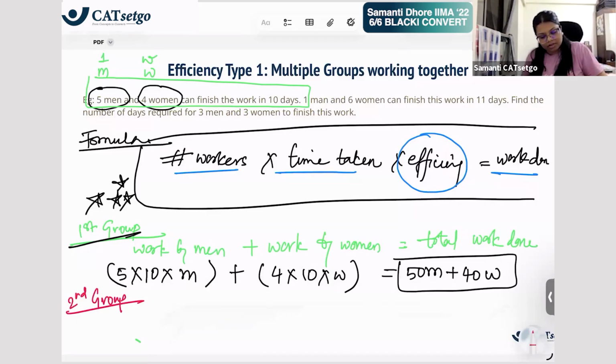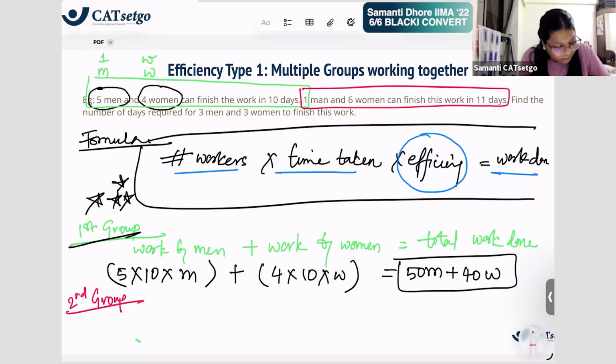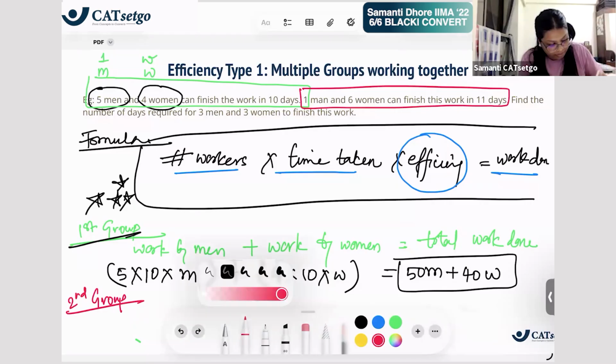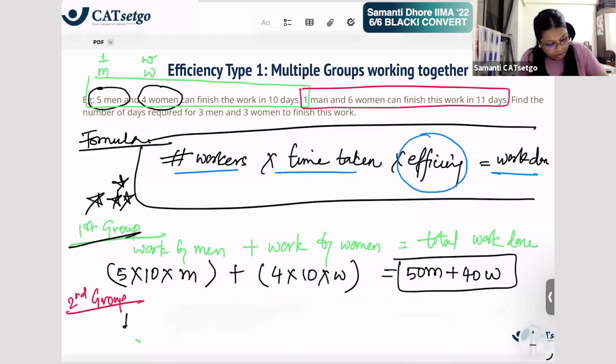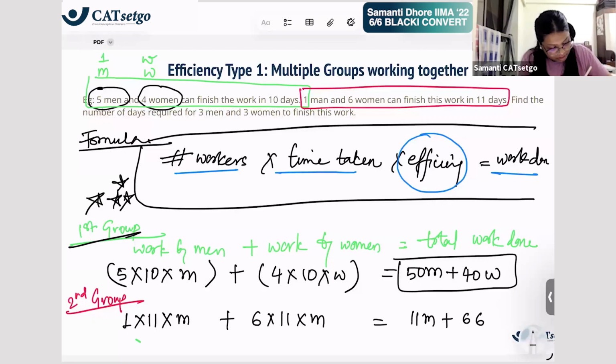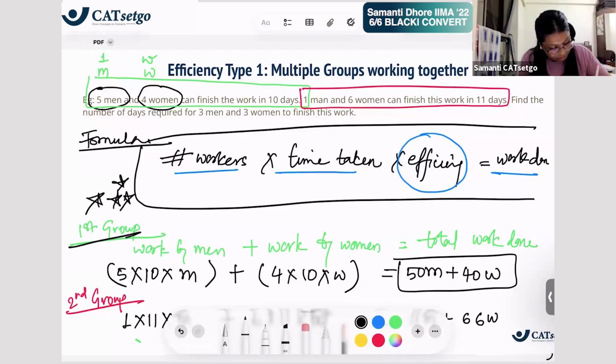Right? Similarly, we go ahead to calculate what was the work done by the second group. The second group is who? The second group is this: 1 man and 6 women finishing it in 11 days. Right? So 1 man into 11 days into efficiency M. I'll use black color only. Number of men into days into their efficiency plus number of women into days into their efficiency, which is equal to 11M plus 66W. Here it should be W: 66W.